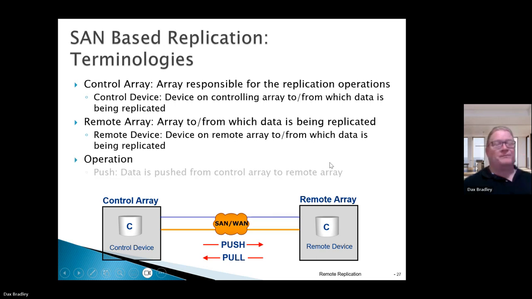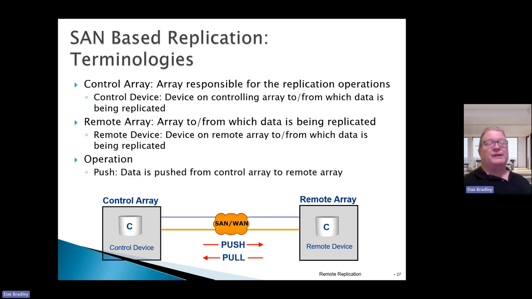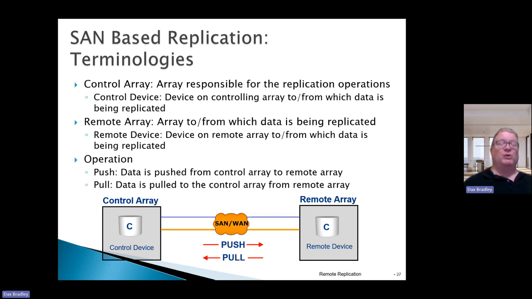An operation operates with push and pull. In the push, the data is pushed from the control array to the remote, and in the pull, data is pulled to the control array from the remote. And it's depicted here. So when it goes to the remote side, it's a push. When it returns, it's a pull.